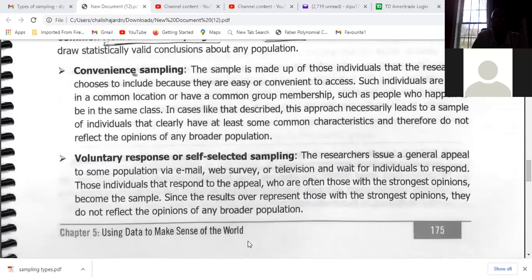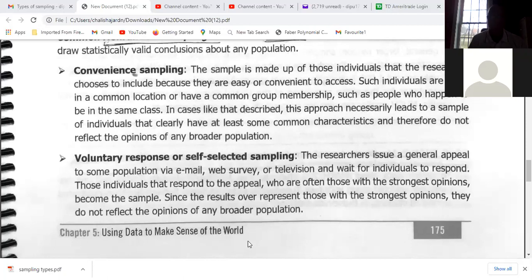Finally, voluntary response. That means the samples themselves volunteer to be a part of the process. The researchers issue a general appeal to some population via email. Suppose I send one email to all my students, and it's not mandatory for them to answer. Suppose I ask them, would you like to work in the classroom or would you like to work in the laboratory, right?